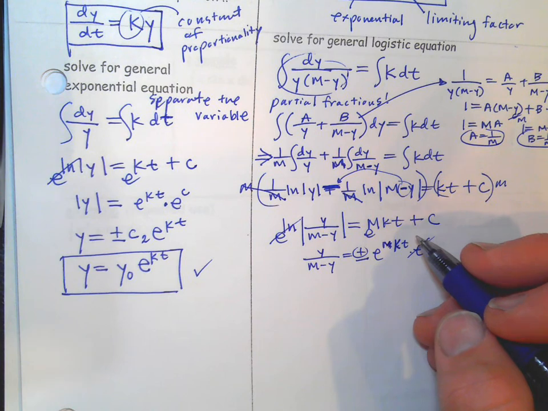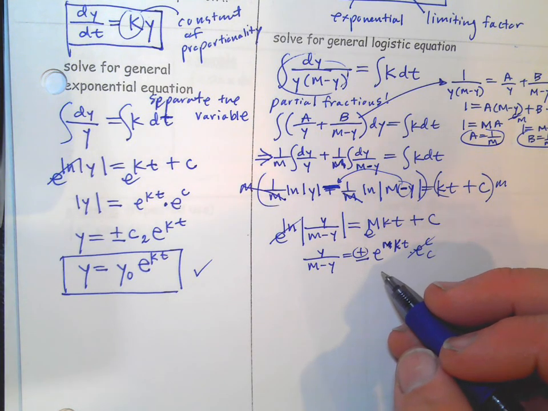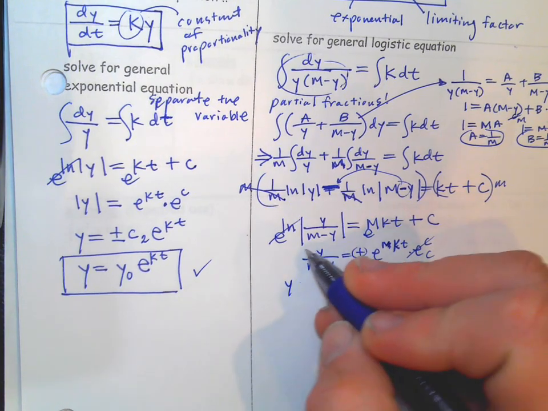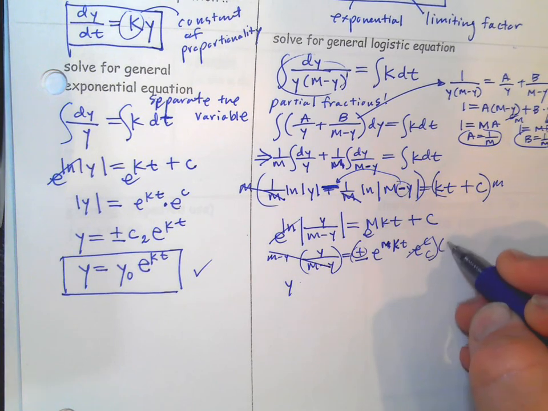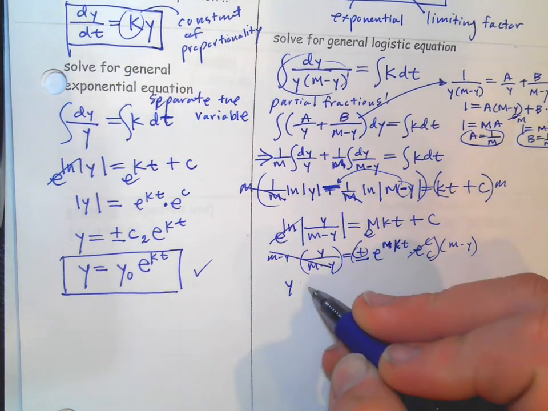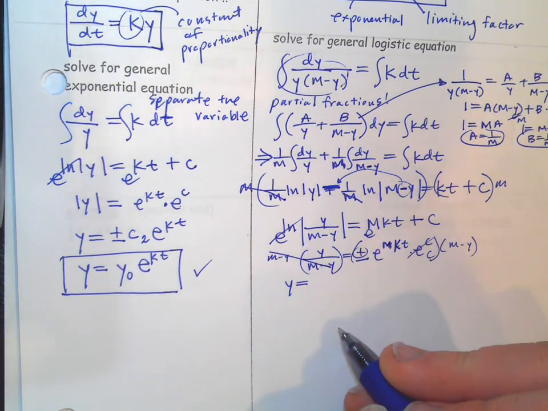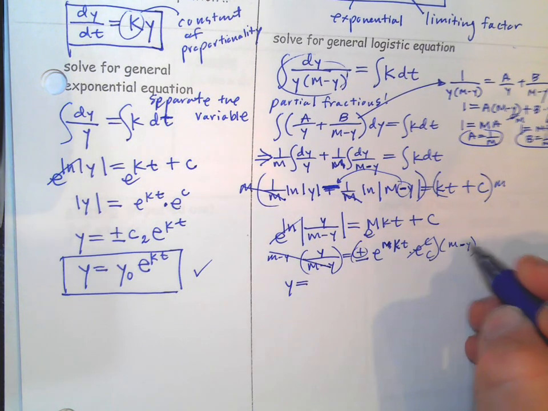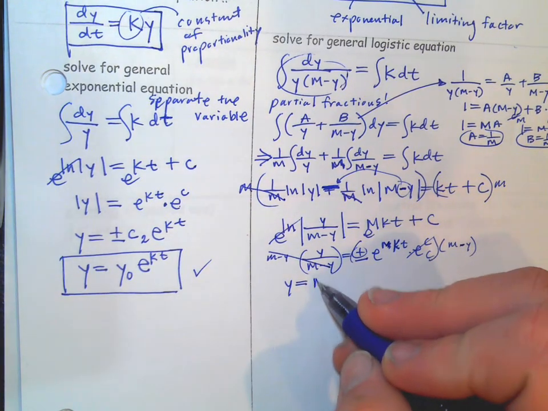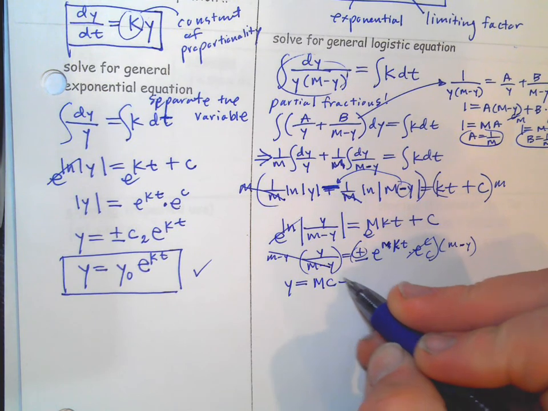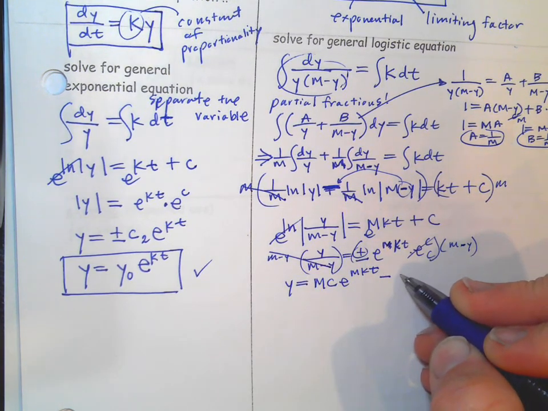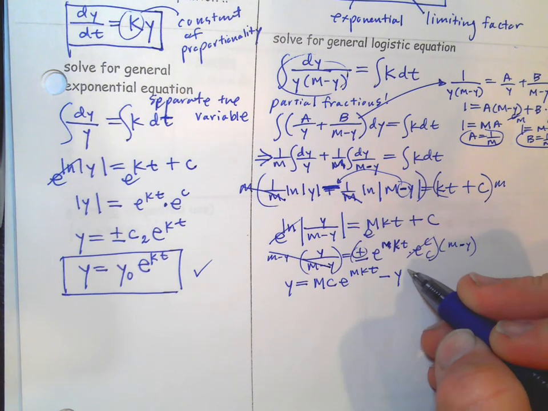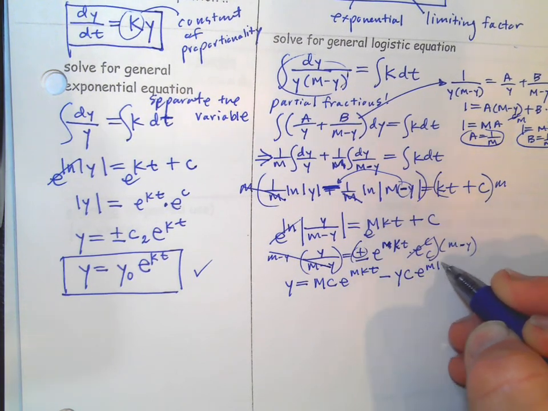So now we need to multiply both sides by m minus y and distribute. So y equals m c e to the mkt minus y c e to the mkt.